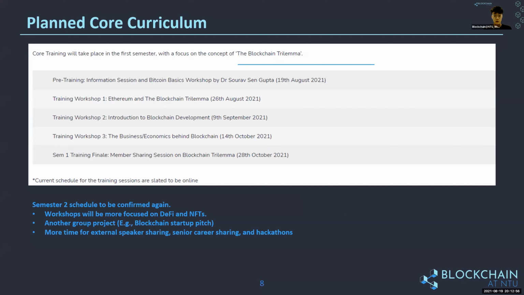The main theme of semester 1 will revolve around the concept of the blockchain trilemma, which basically encompasses important topics like scalability, security, decentralization, and their respective trade-offs.